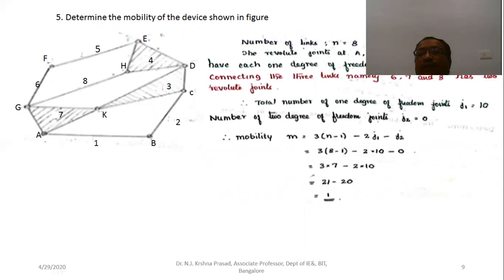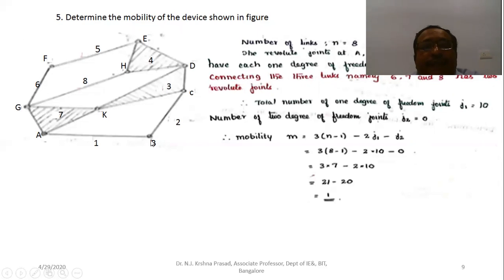Then I move on to another problem, given in one VTU question paper. The combination of the links is like this. And at point A, point B, point C, all are revolute joints. If it is a hatched portion, it indicates there is no relative motion between that structure or element, so the whole thing is considered as one link. Here also it is one link. This also is one link.